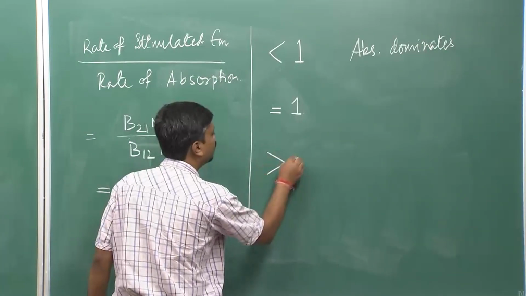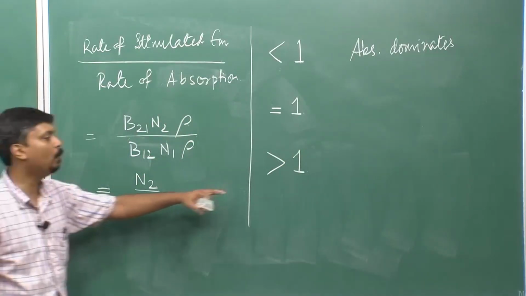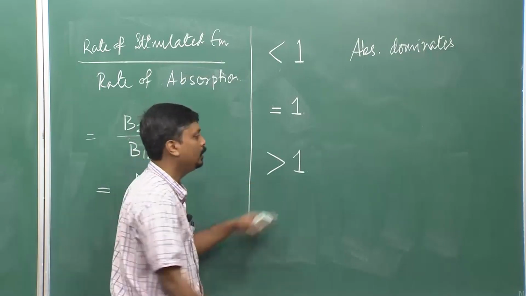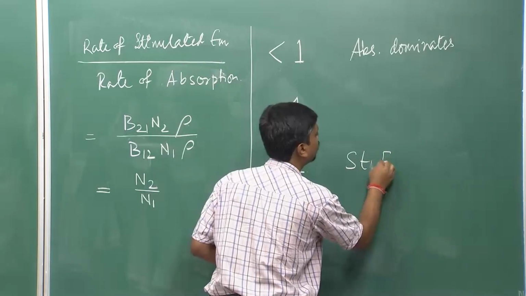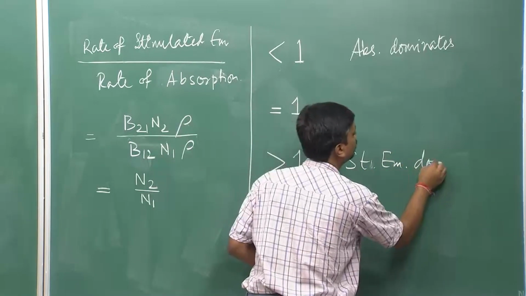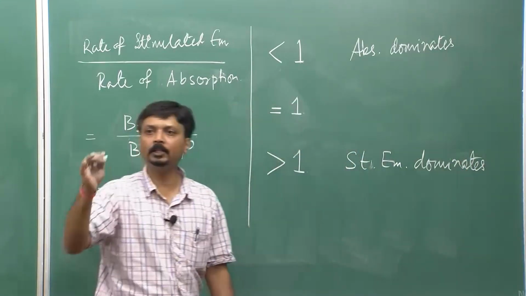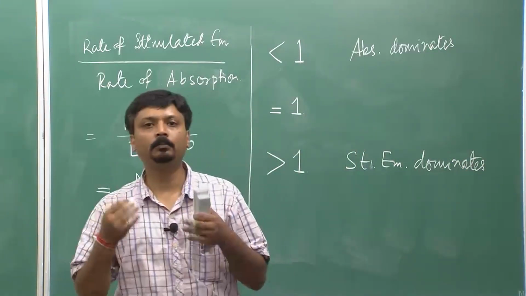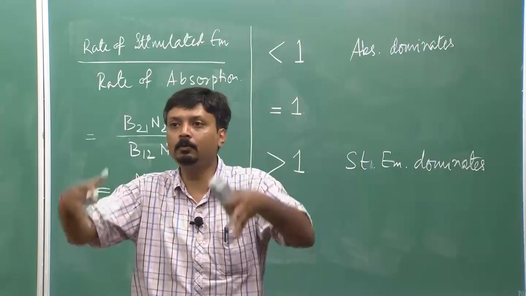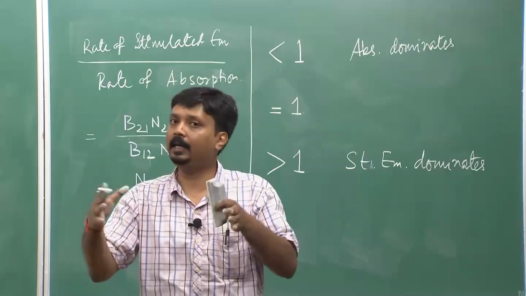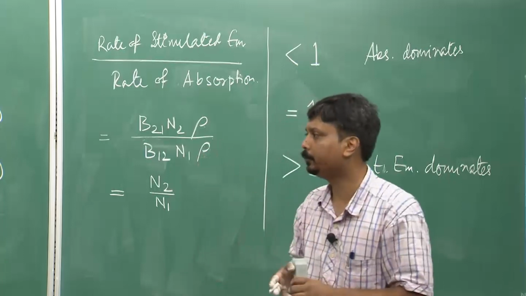But if I have a condition such that N2 by N1 is greater than 1, what do I have? I have a condition where stimulated emission dominates. And the moment stimulated emission dominates, my job is pretty much done. I have got a system which gives me much more stimulated emission, and I can take that stimulated emission, amplify it, and get a laser output.